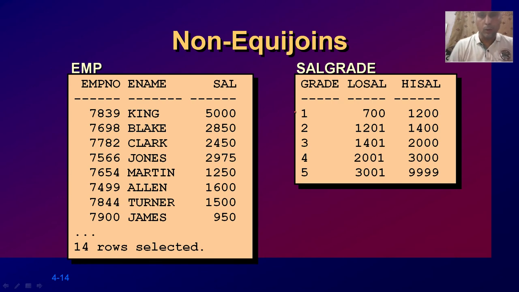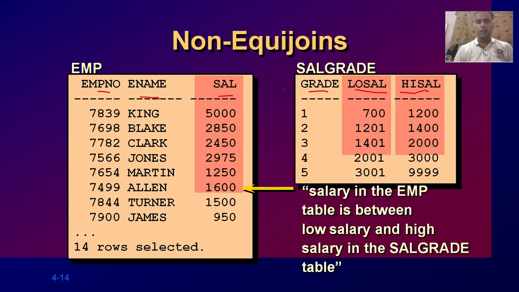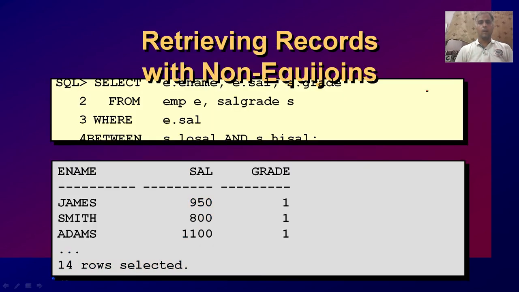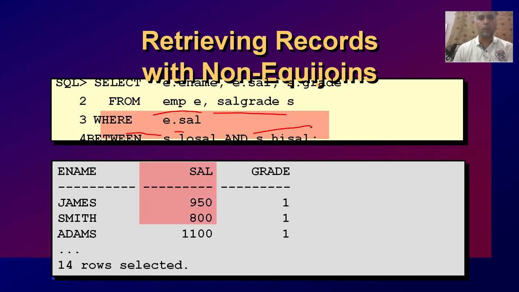So what do you think about the non-equijoin? Look here: there is no common column in the tables. Here we have salary and employee name in one table, and grade, low sal and high sal in the other. There is no column common between both tables, so we can say this kind of join is a non-equijoin. How can we perform it? Simply use emp dot sal, and apply the condition between s dot losal and s dot hisal. This way you can do the non-equijoin also.